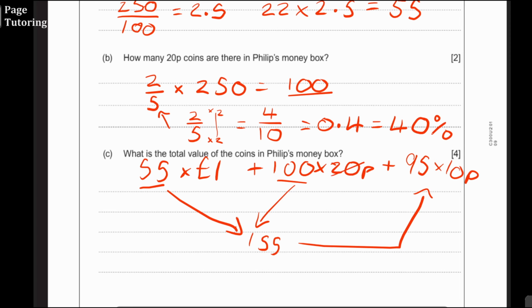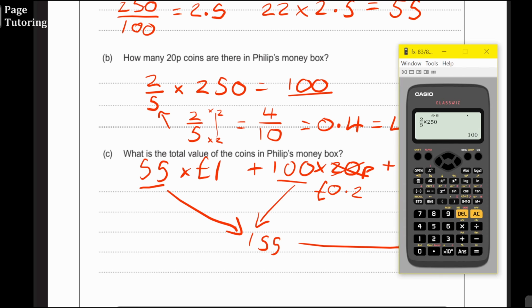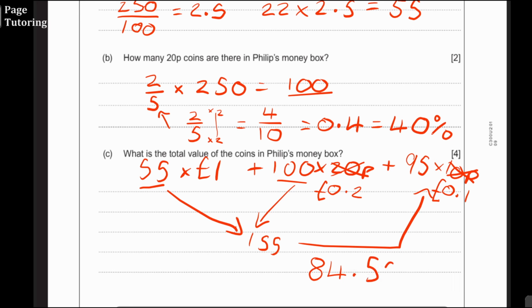So rather than 20p, I'm going to write 0.2 pounds. And rather than 10p, I'm going to write 0.1 pounds. And now it's just a case of plugging that into my calculator. So I can just write out exactly what I've written. Because of BIDMAS rules, it'll work in the correct order. So 55 times 1 plus 100 times 0.2 plus 95 times 0.1. So I get £84 and that's 50 pence. The calculator will write it as 0.5, but you know 0.5 of a pound, that's 50 pence.